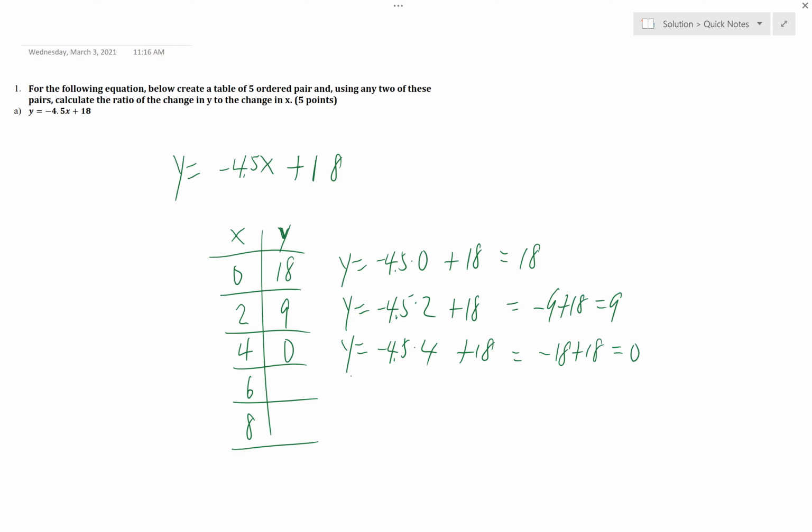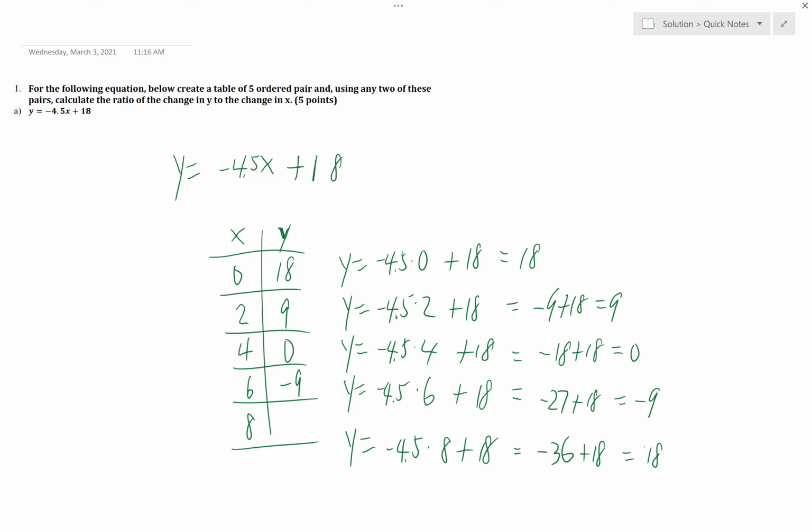And then 6y equal to negative 4.5 times 6, adding 18. Negative 4.5 times 6 is negative 27, adding 18, so the result is negative 9. Okay. And the very last ordered pair, y equals negative 4.5 times 8, adding 18. So this is negative 36, adding 18. So it's negative 18. Okay. So we have all these 5 ordered pairs.